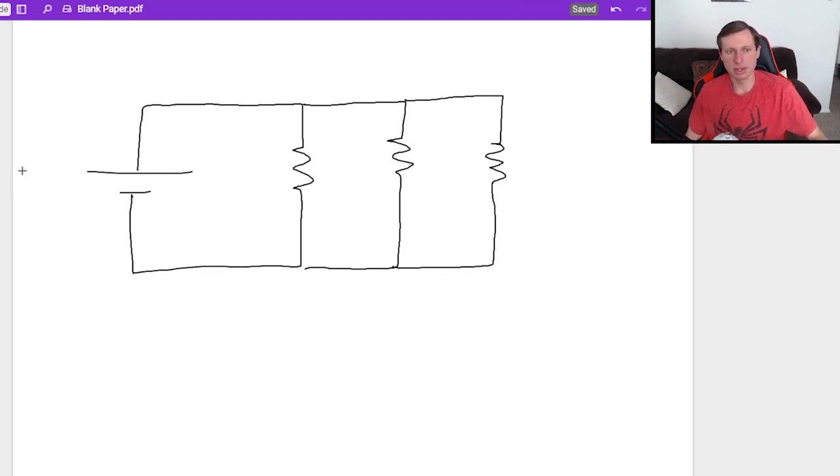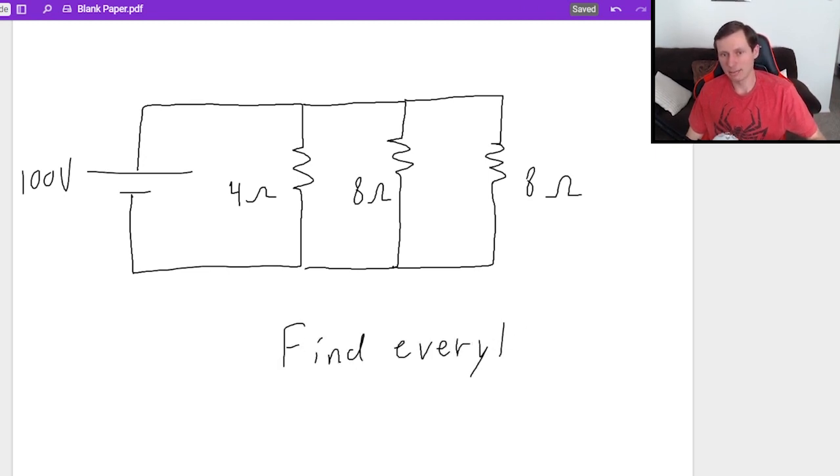Let's say the battery this time is 100 volts, and the values of the resistors are 4 ohms, 8 ohms, and another 8 ohms. And once again, just like the last one we did, I want to find everything. That means all of the currents through all three resistors, all the voltages through all three resistors, and all the powers through all three resistors.